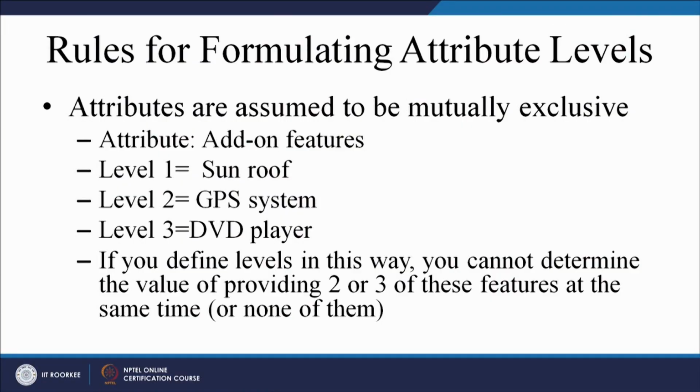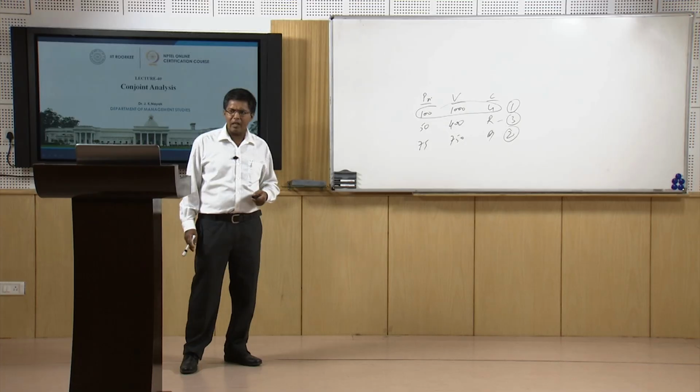Attribute add-on features: level 1 sunroof for example, level 2 GPS system, level 3 a DVD player. If you define labels in this way, you cannot determine the value of providing 2 or 3 of these features at the same time, or none of them. So, the question is how do you formulate the attribute or the levels, let us see.